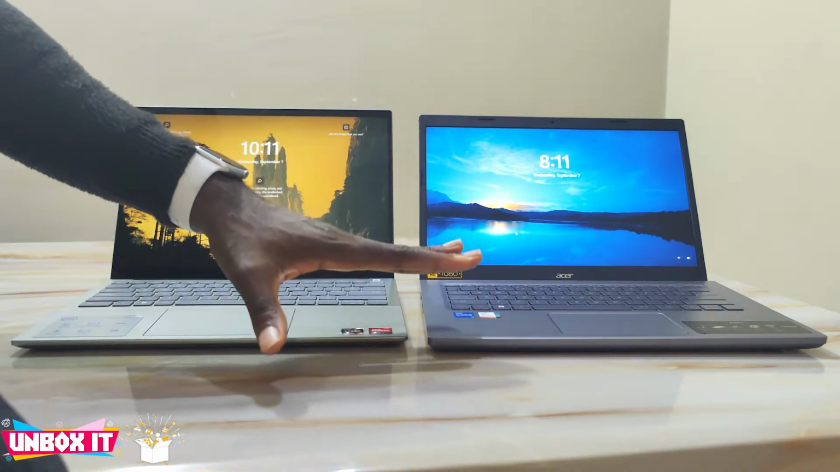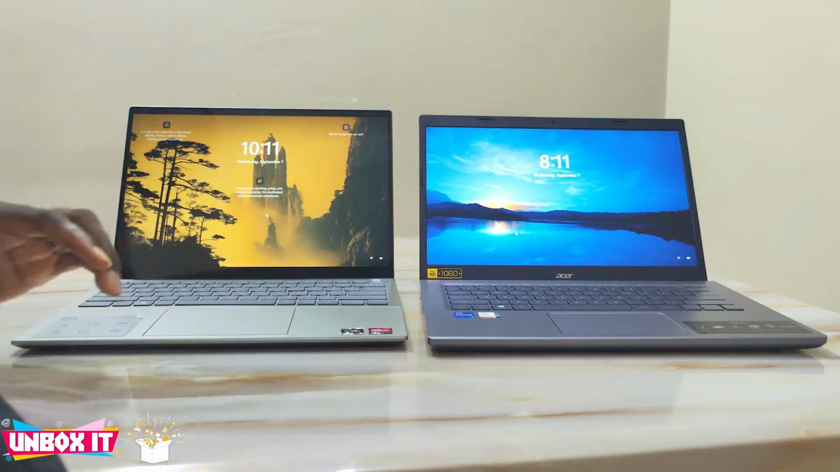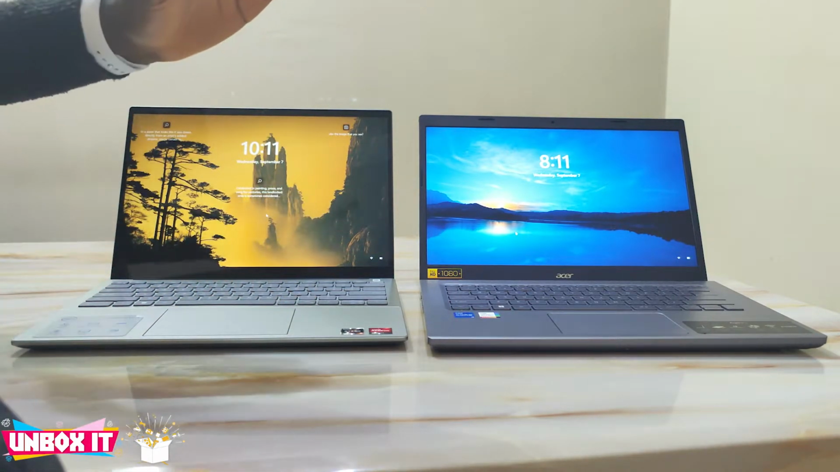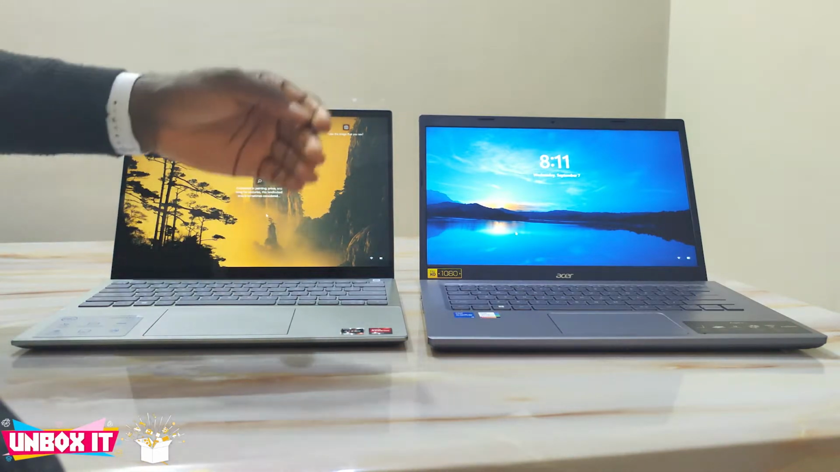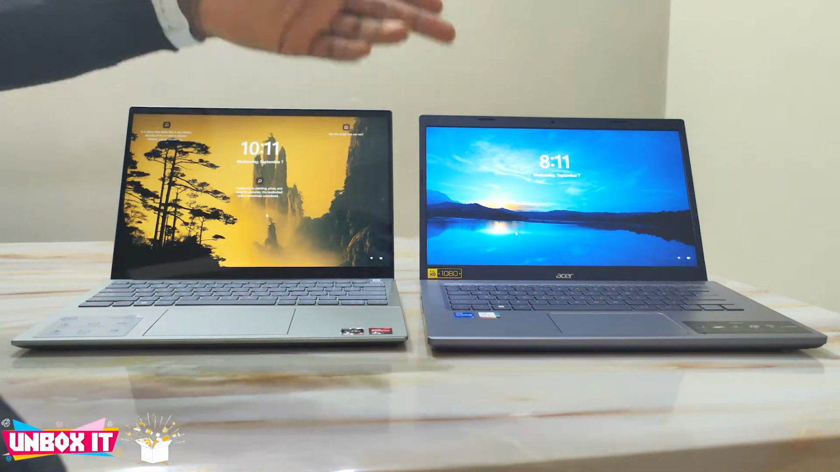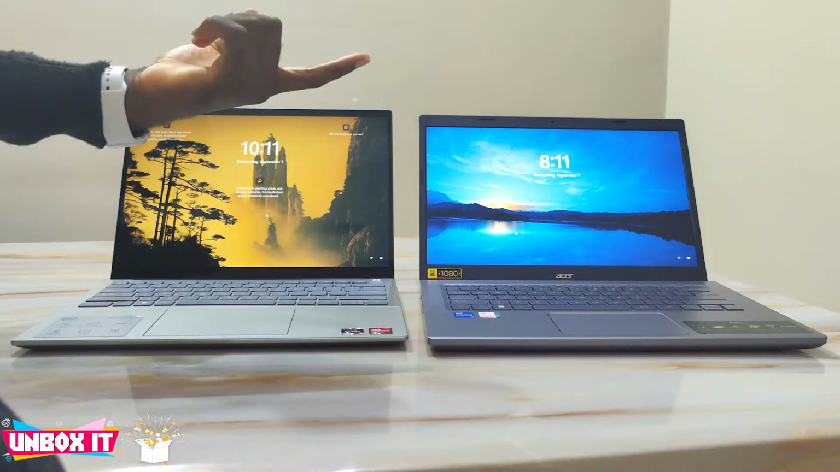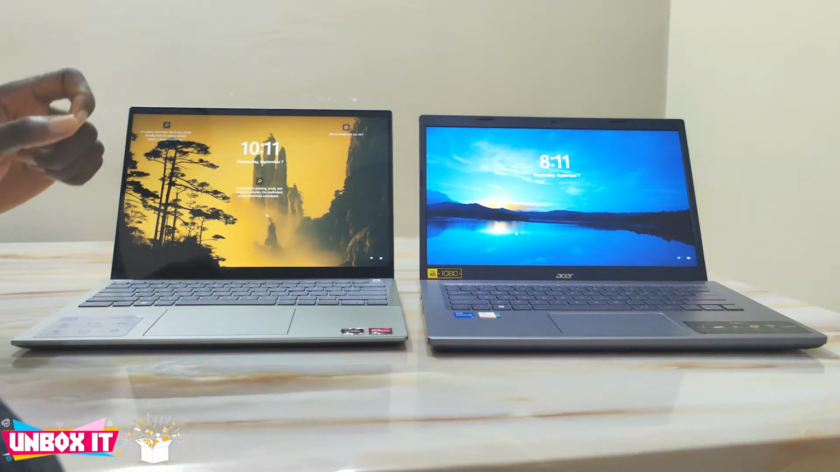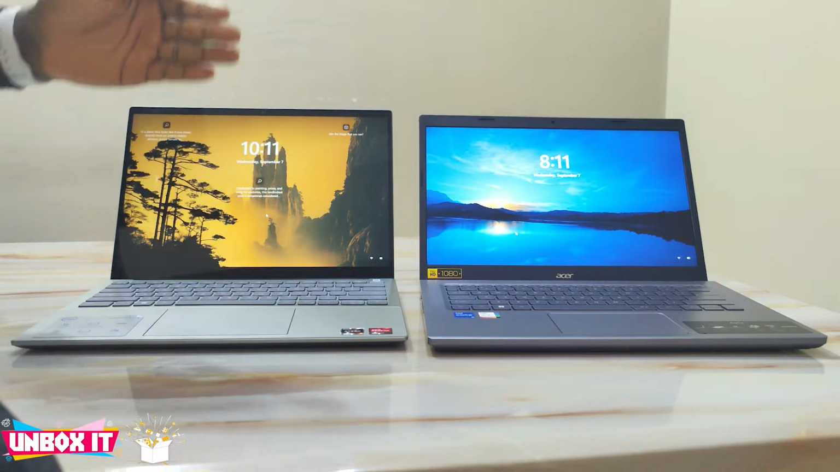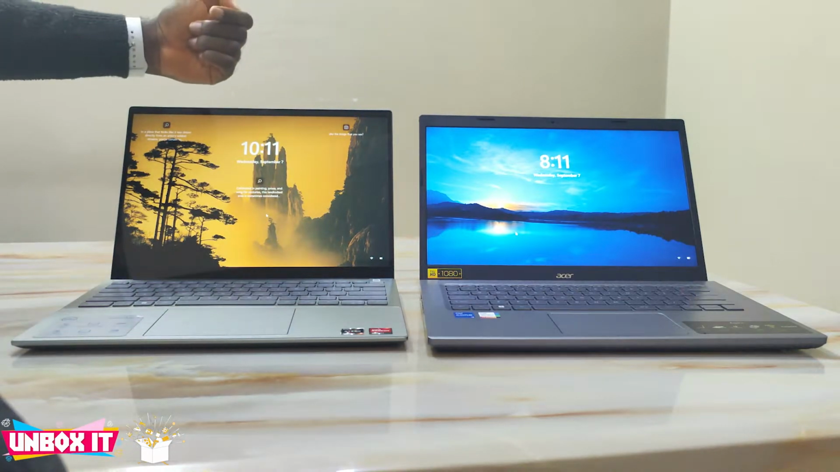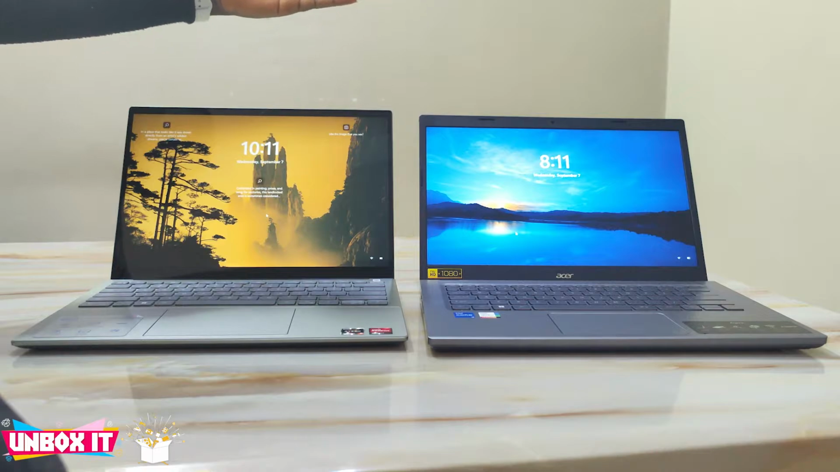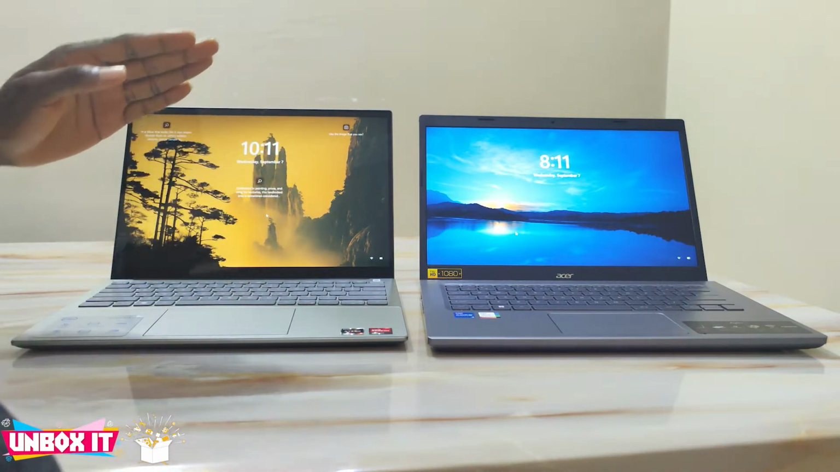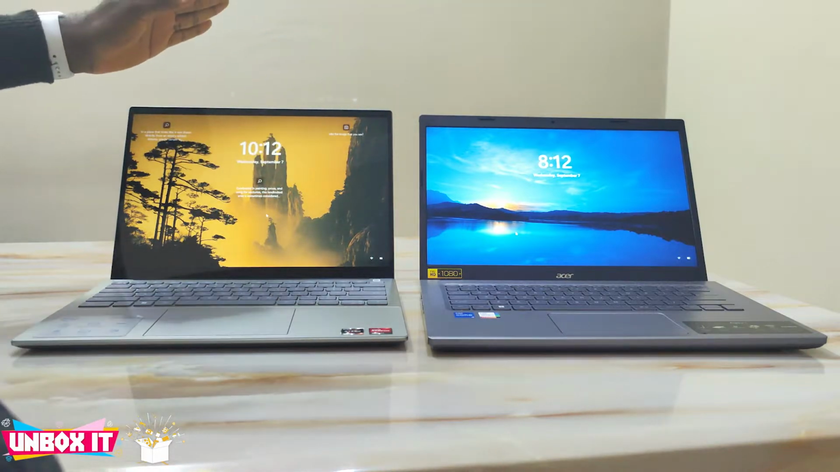The reason for this comparison is that these two laptops are very budget laptops from Acer and Dell, and they are built towards a particular target market, which is students and business users who want a laptop for basic computing without breaking the bank. So we are going to see which of these laptops offers value for your money. But before we start, we are going to talk about their specs.